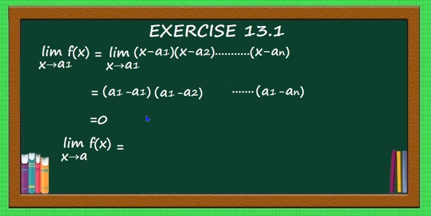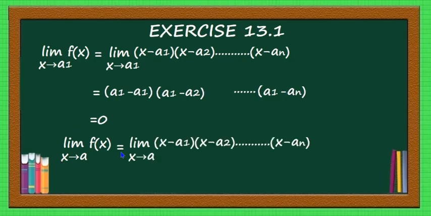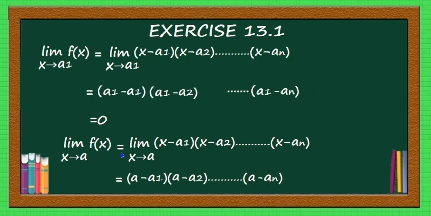When a is not equal to a1, a2, and so on up to an, what is the limit as x tends to a of f of x? The limit as x tends to a of x minus a1 into x minus a2 into x minus an, and here you put x equal to a. What will it become? a minus a1 into a minus a2 and so on up to a minus an, which is the limit of f of x as x tends to a.